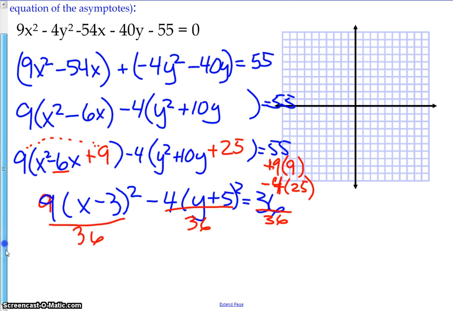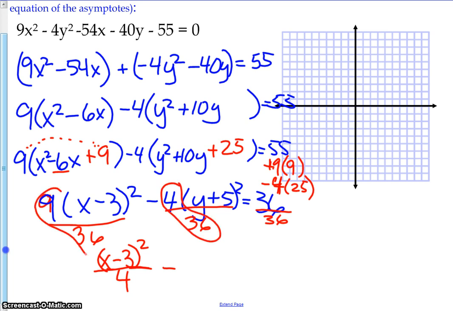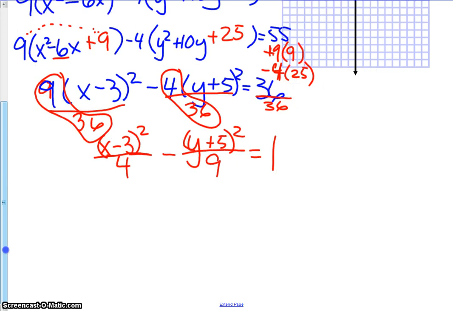This is going to take some space in your notebooks. Don't be afraid to use notebook paper and take a lot of space to solve these. So my equation now, not 6, sorry, 4. Here I'm reducing this fraction. The fraction 9 over 36 reduces down to 1 over 4. Here I'm reducing this fraction, it's 4 over 36, which is 1 over 9, and then equals 1.